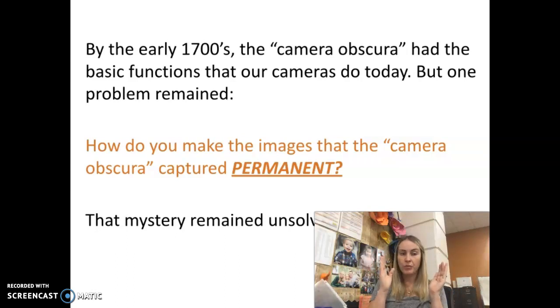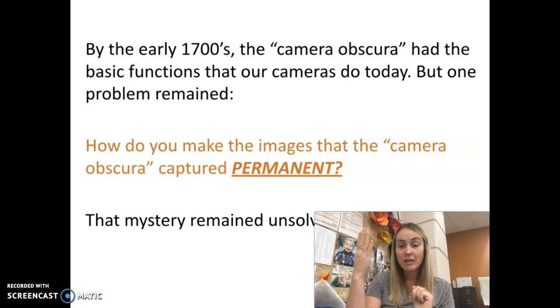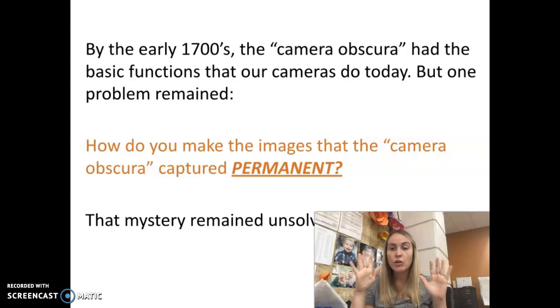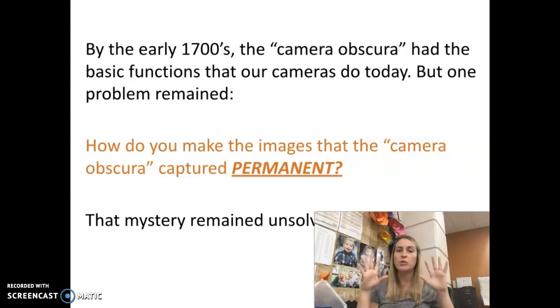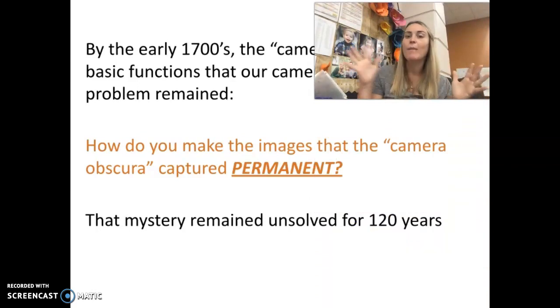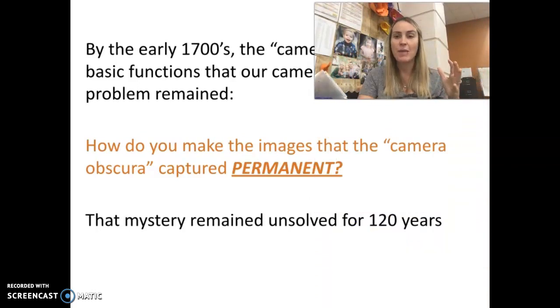Here's the problem. What happens when the light in the camera obscura turns off? The image disappears, right? So we have this amazing device that can create images, but once the light turns off, that image goes away. So the question is, how do we make images permanent? How do we make the images stay once the light is gone? That becomes the question, and that mystery remains unsolved for 120 years. So let's talk about the quest to make that image permanent, okay?